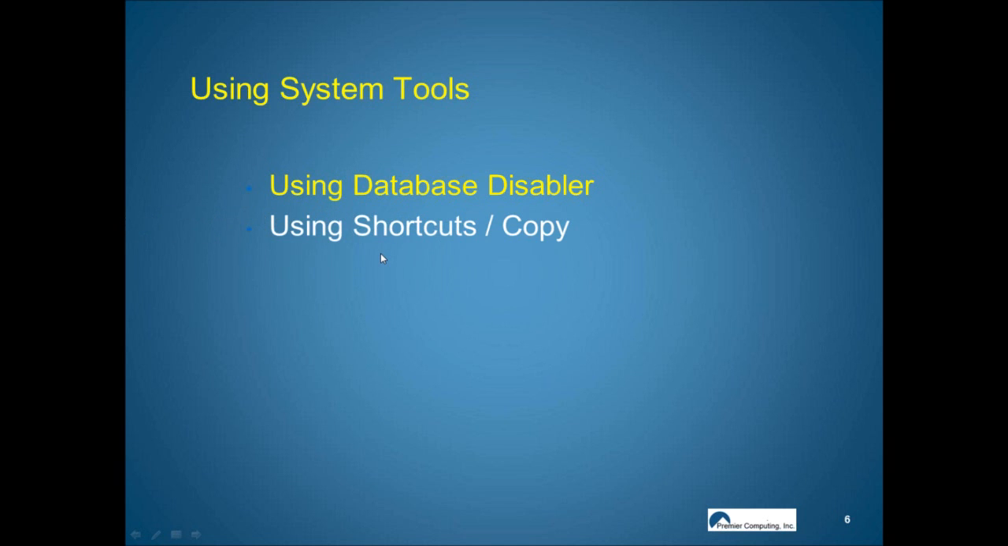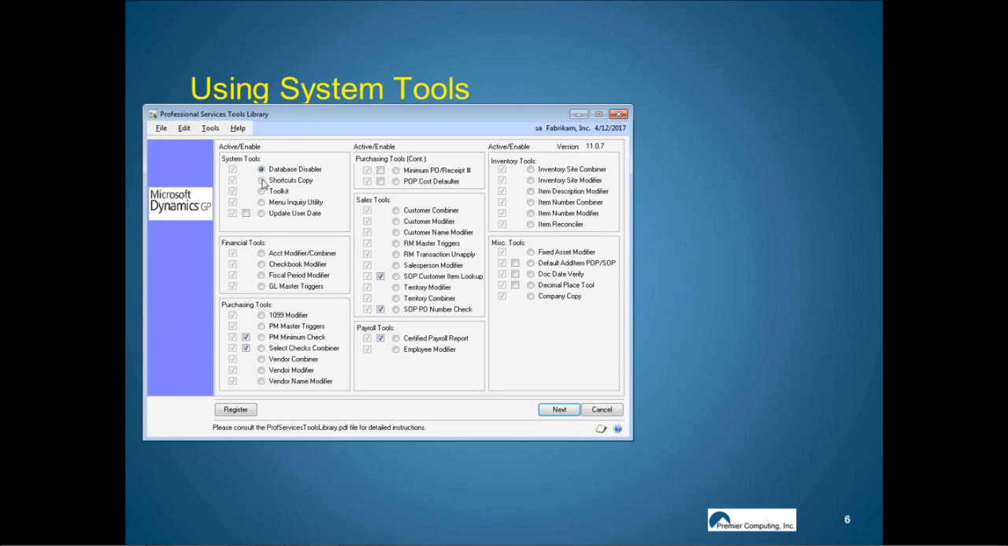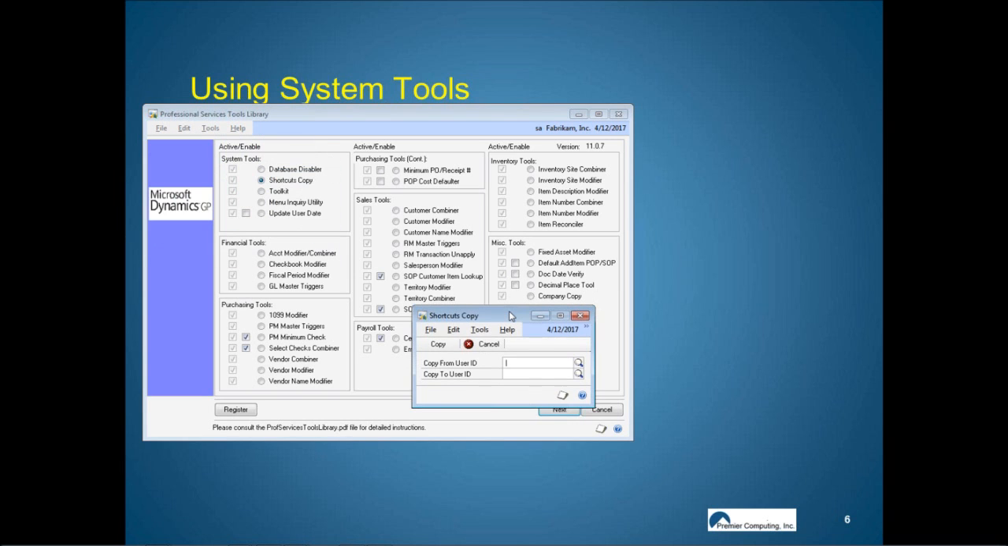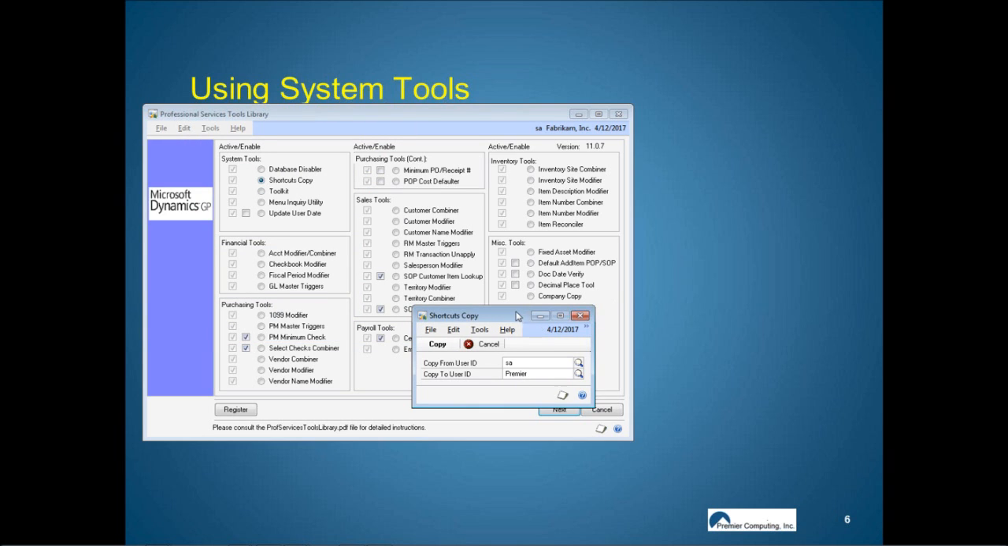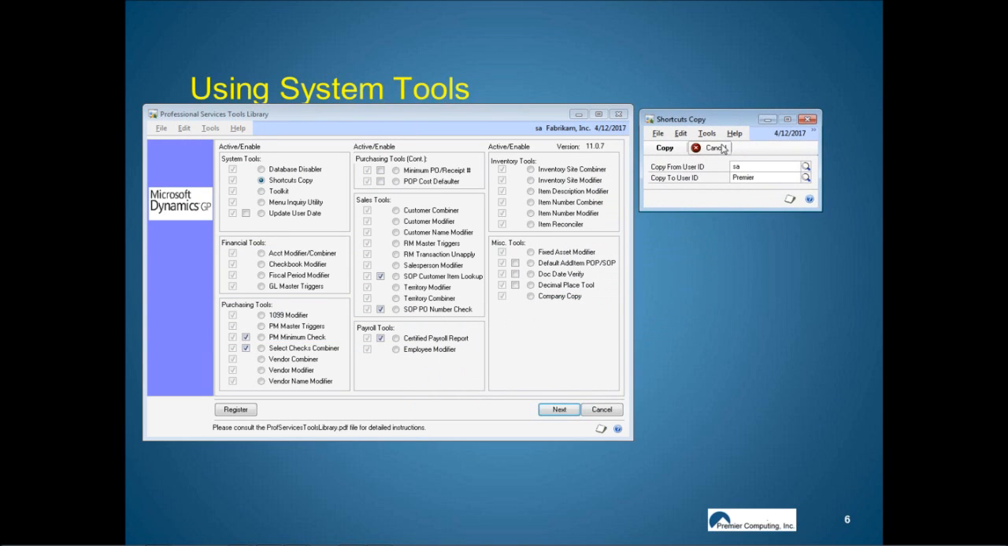Another tool is called the copy of the shortcuts. How that works is you log into the shortcut copy and hit next. What you're doing in this screen is copying the shortcuts that have been set up for a specific person, like myself, Rob Gillespie. I'm going to copy all of my shortcuts to a new user ID, and let's just say it's Premier Consultant. Once that is assigned and set, you just hit the copy command and it copies the shortcuts.